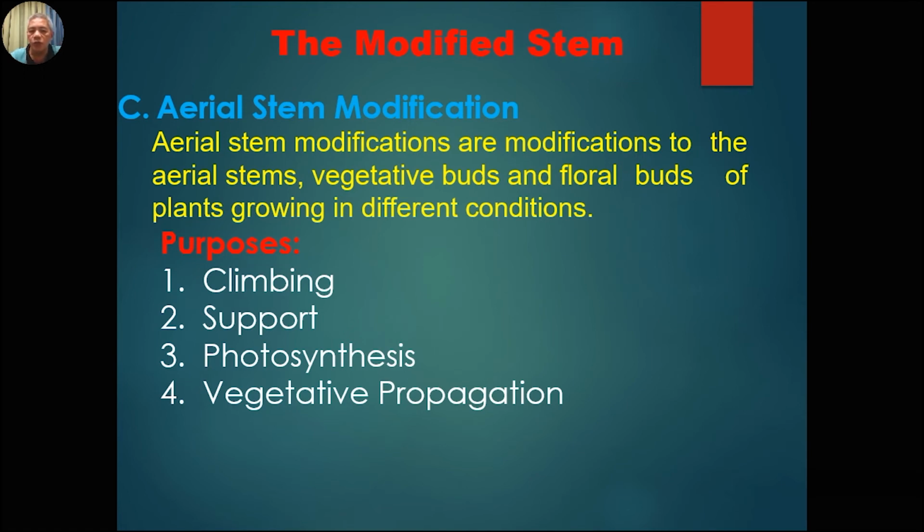The last category of stem modification is aerial stem modification. Aerial stem modifications are modifications to the aerial stems, vegetative buds and floral buds of plants growing in different conditions. The very purposes are climbing, support, photosynthesis, then vegetative propagation.